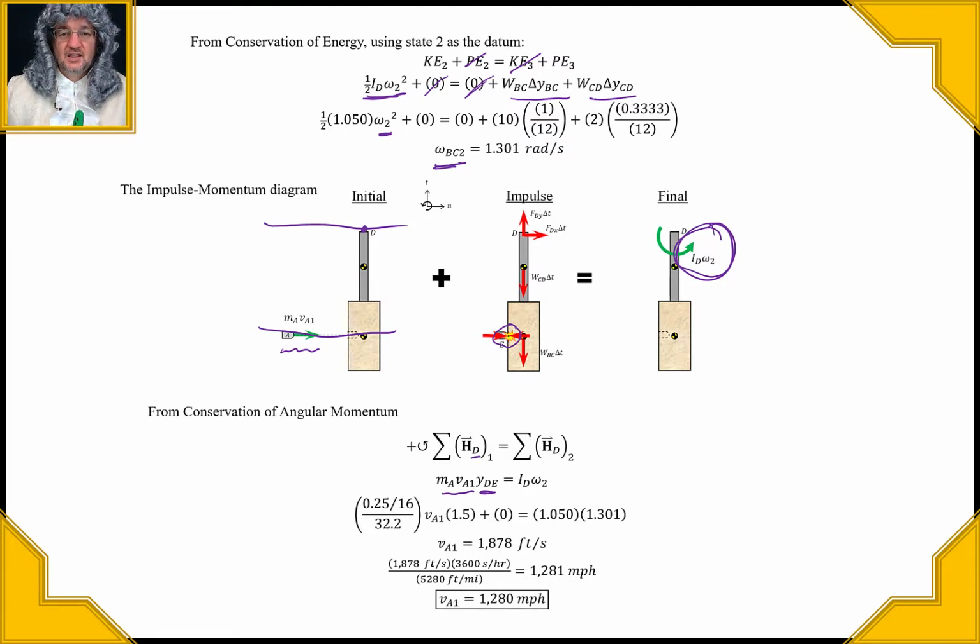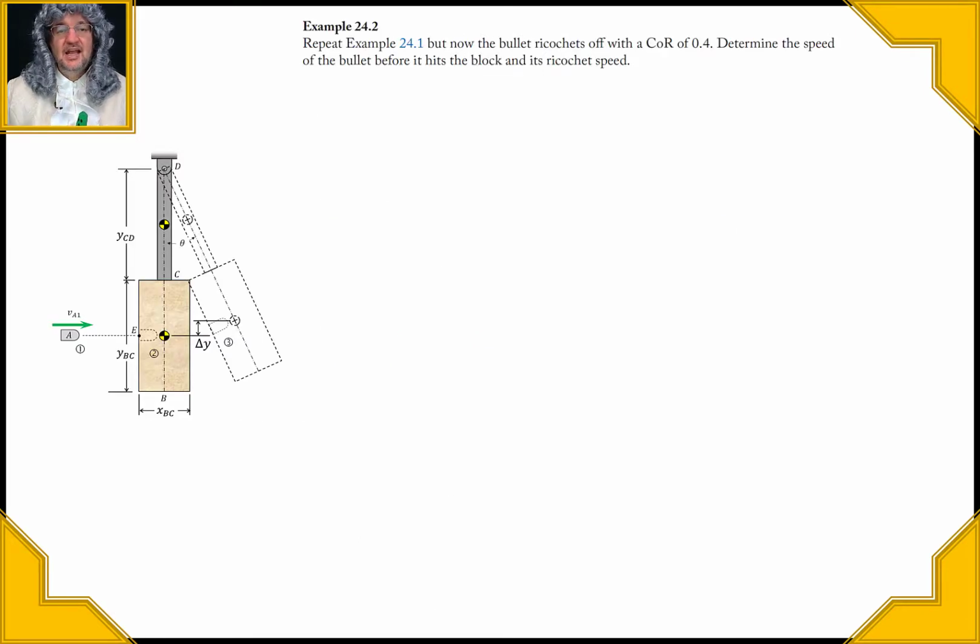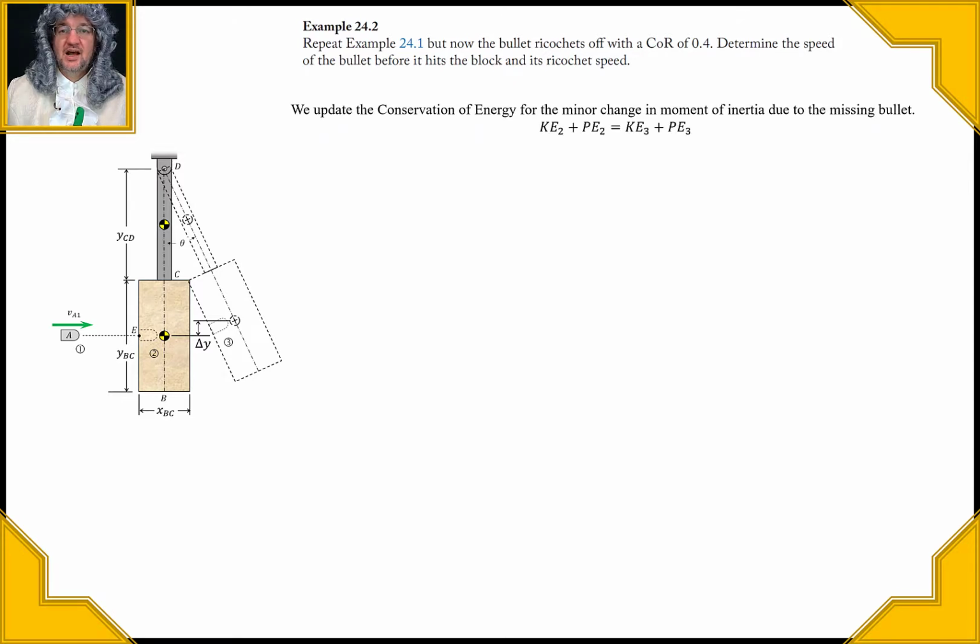Now, I went ahead and included example 24.2 in here as well, because it's an interesting add-on. Before, the bullet embedded into the block, but now let's say it ricochets off and has a coefficient of restitution of 0.4. We want to determine the speed of the bullet before it hits the block and its ricochet speed. So we want to update everything.